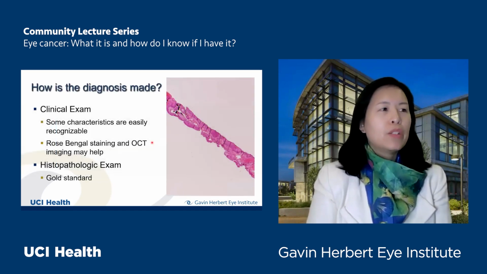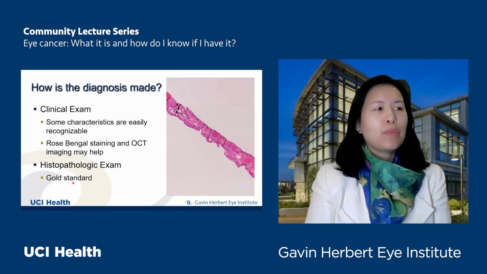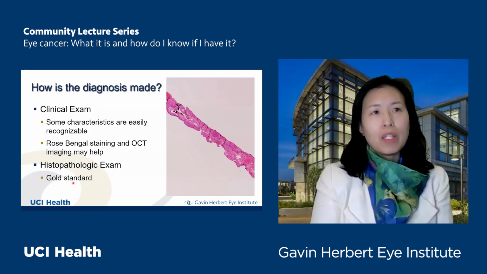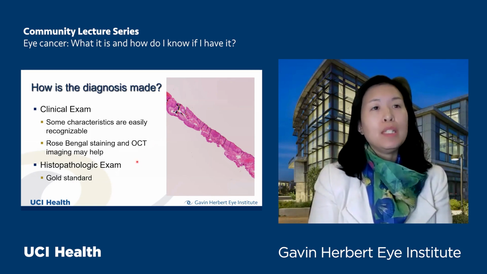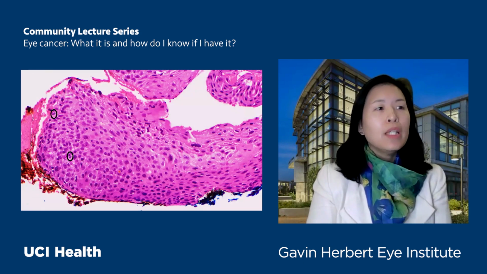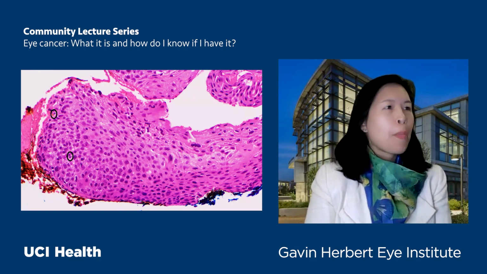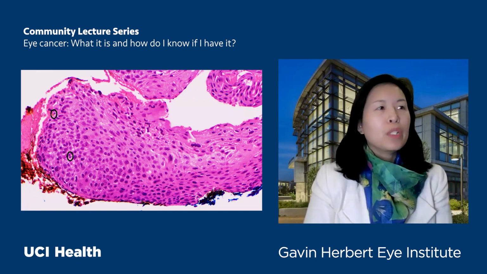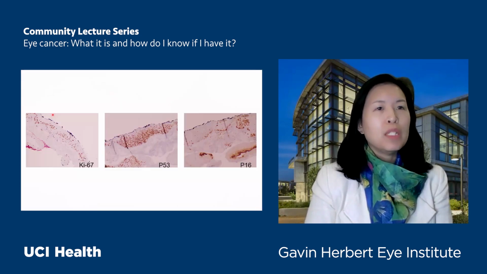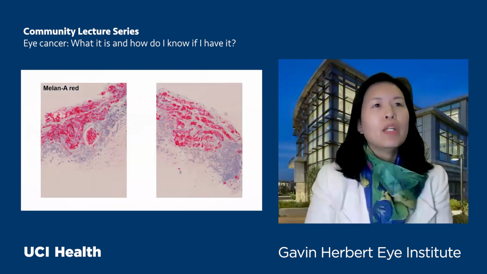But the gold standard is always histopathologic exam. What does that mean? It just means we take a biopsy, we take a piece of tissue, we send it to the pathologist. The pathologist is able to see that tissue with high magnification. They can see the individual cells in that piece of tissue, and we can identify the tumor cells. Furthermore, if we really do think that it is a cancer, there are special tests on the tissue that can be done to identify particular tumor markers and identify what kind of cell type the tumor is composed of.